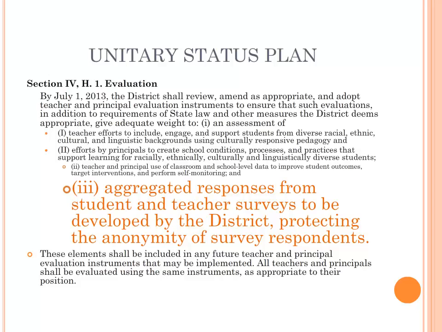Each survey has a different number of total questions. The K through 2 survey has 10 questions. The 3 through 5 survey has 20 questions, and the 6 through 12 survey has 25 questions. Each of these 3 surveys is scored on the 4-point Likert scale. 1 equals strongly disagree, 2 equals disagree, 3 equals agree, 4 equals strongly agree.